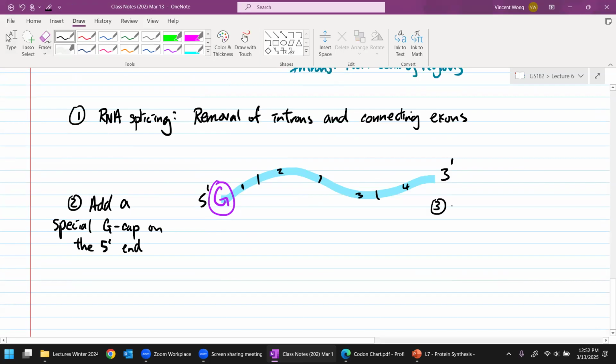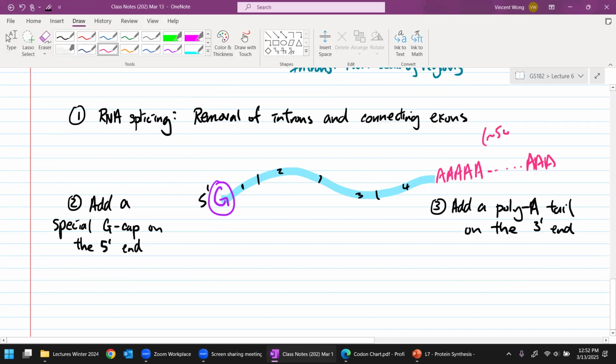And number 3, we're going to add a poly A tail. Poly A tail on the 3 prime end. So poly A tail is basically a bunch of adenines. Okay, about 50 to 200 adenines on the 3 prime end. Longer poly A tail means it will last longer in the cytoplasm.